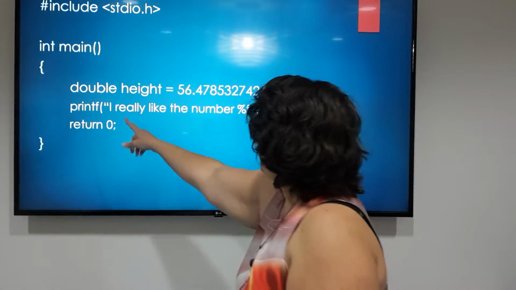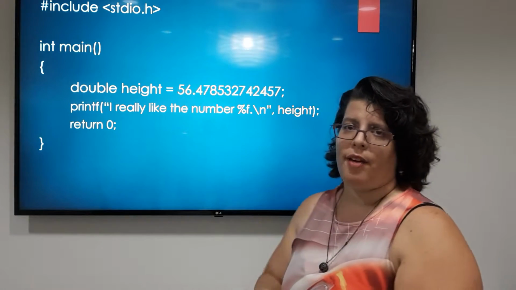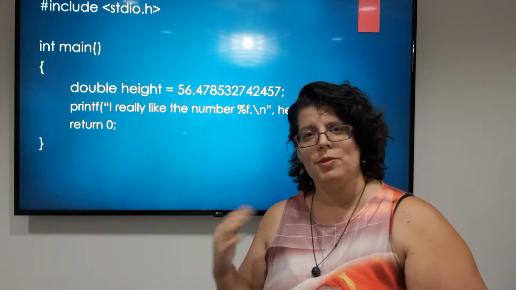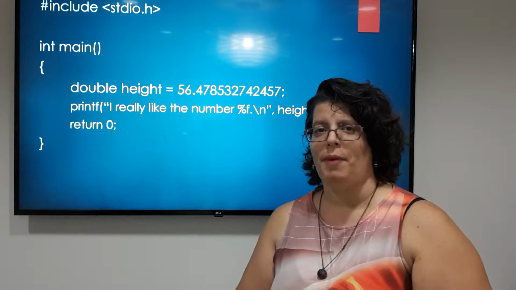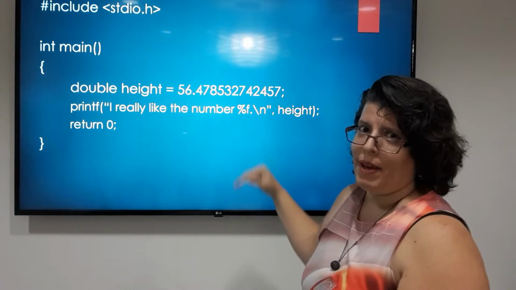Now I'm going to print out my sentence. And my sentence says, I really like the number blank. And notice that I'm using %f. We're not using floats anymore, now we're doing double. But both doubles and floats use the %f inside of the printf statement. Keep that in mind. So I really like the number %f, and this is now the blank in my statement.